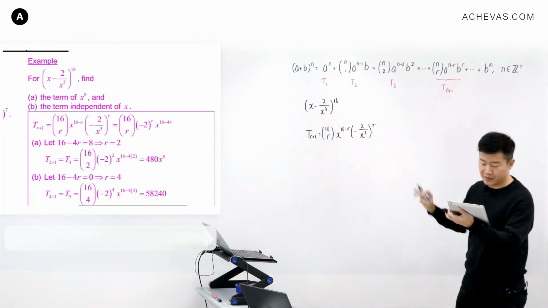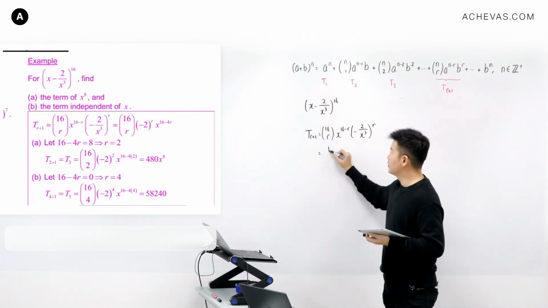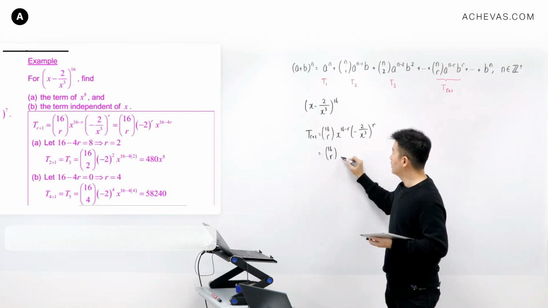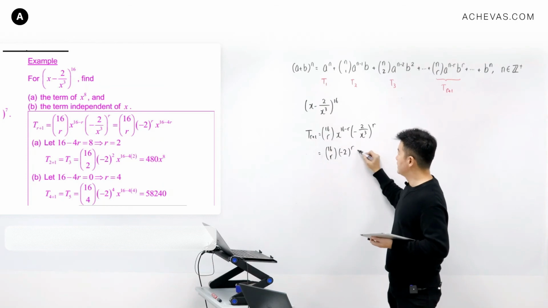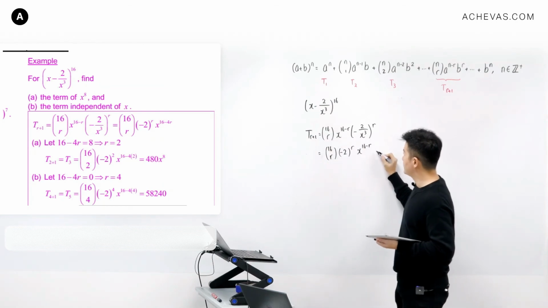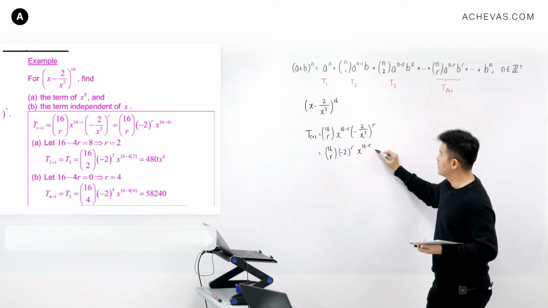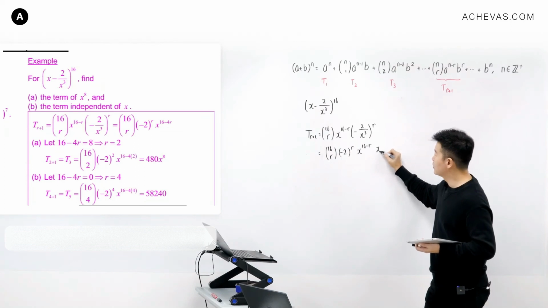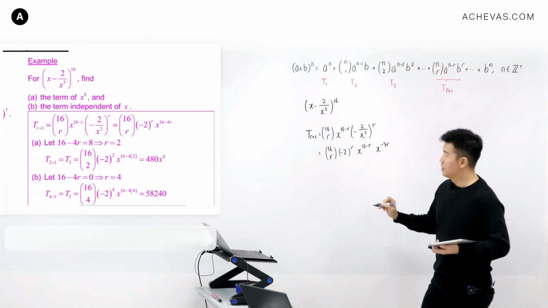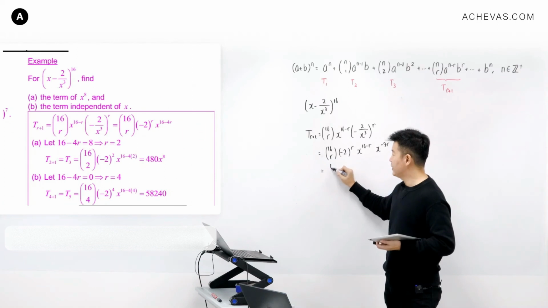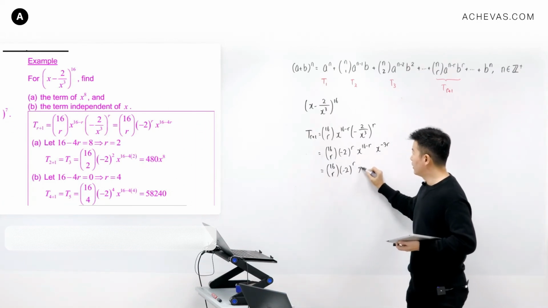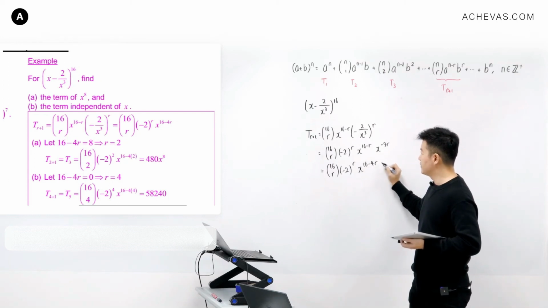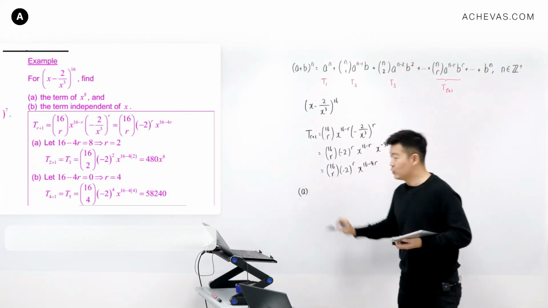Let's try to simplify this. This is going to be equal to 16 choose R, then minus 2 to the power of R. This is x to the power of 16 minus R, and this is going to be equal to x to the power of minus 3R. So I can consolidate this further. It will be 16 choose R, then minus 2 to the power of R, x to the power of 16 minus 4R. And now I'm ready to look at part A.